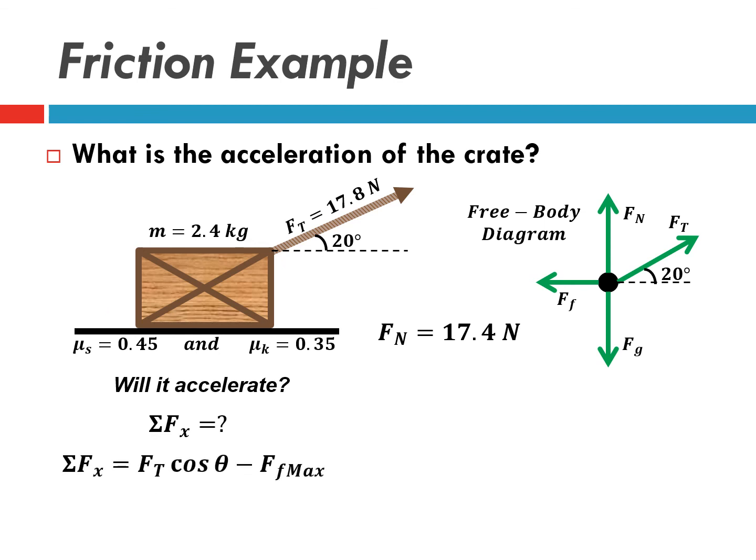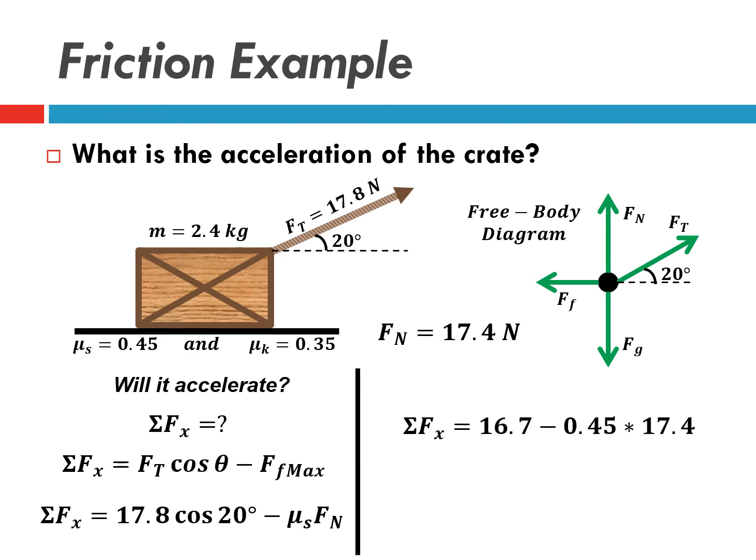So if we do the net force in the x direction, the force of tension times the cosine of the angle minus the maximum force of static friction will give us the net force in the x direction. Again, if it's positive, it's going to accelerate. If it's negative or 0, it's not going to accelerate. Everything's going to be balanced. So we plug in the force of tension, the angle, and the coefficient of static friction times the normal force. We just found the normal force, so let's plug that in. That gives me 0.45, the coefficient of static friction, times the normal force, 17.4, and cosine of 20 times 17.8 gives me 16.7. So we calculate this and we get 8.9 newtons.